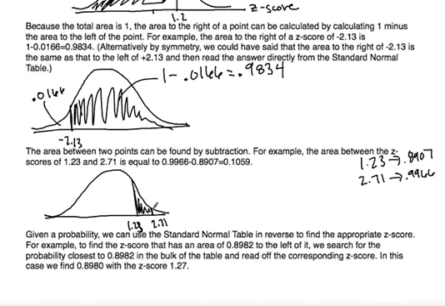All right, but that would be to the left of that line, so all of that. That would take up everything from here all the way over. But you don't have to worry about the stuff that's past the 1.23. So what you can really do is 0.9966 minus 0.8907, and that would give you 0.1059.